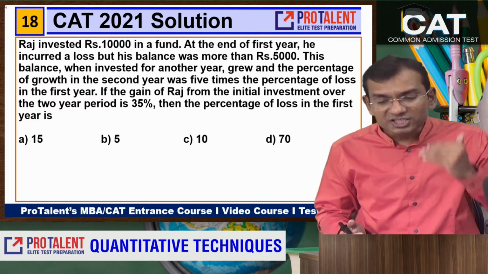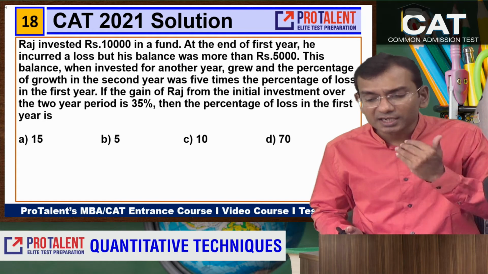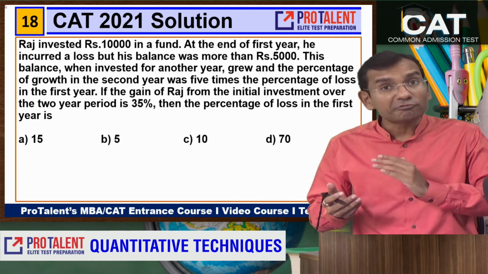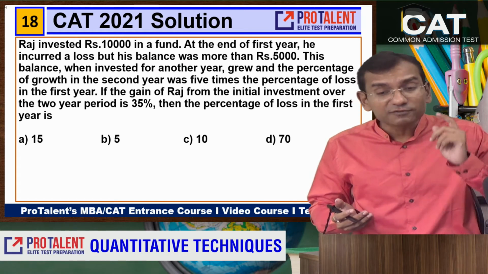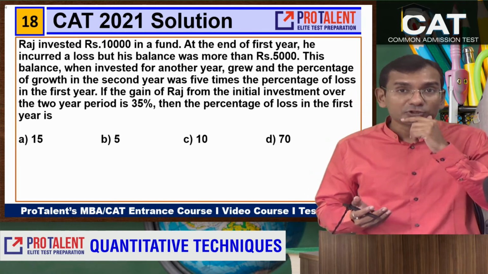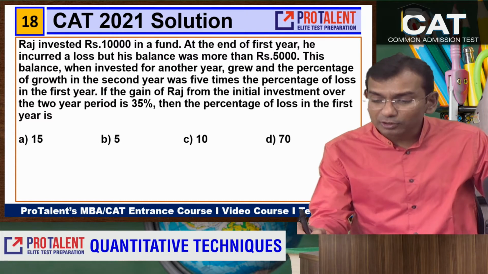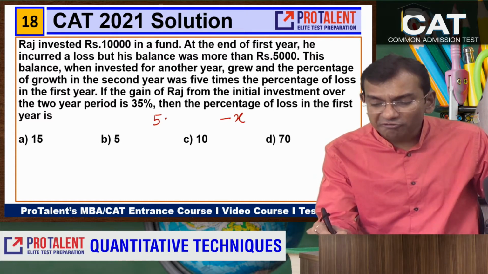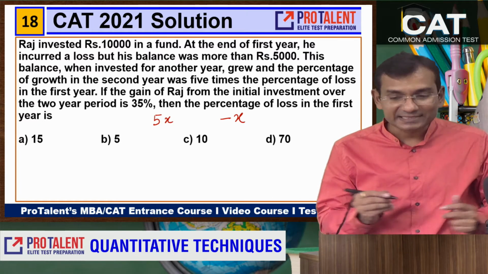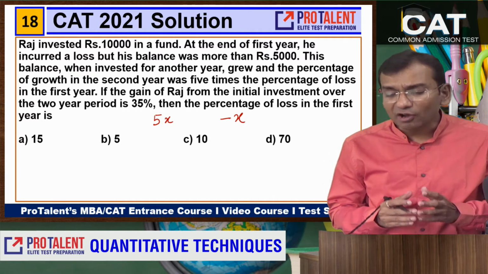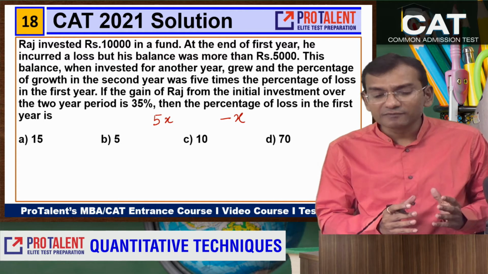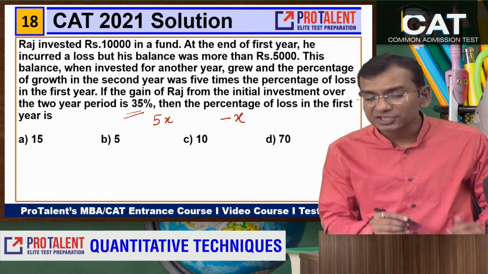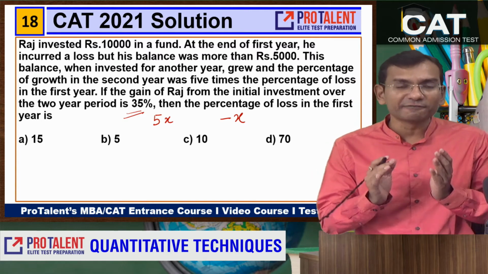Very good. This balance, when he invested in another year, grew, and the percentage growth rate in the second year was 5 times the percentage of loss in the first year. Oh, so that means in the first year I got a loss of minus X, and in the second year I got a profit of 5X. Yes, ठीक है. If the gain of Raj from the initial investment over 2-year period is 35%, then find the percentage loss in the first year.